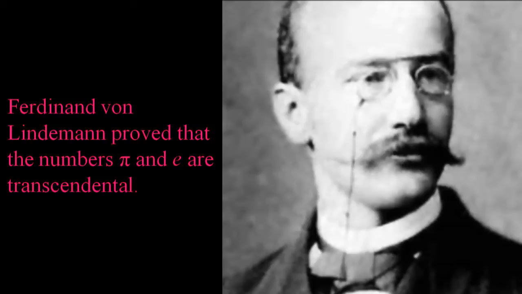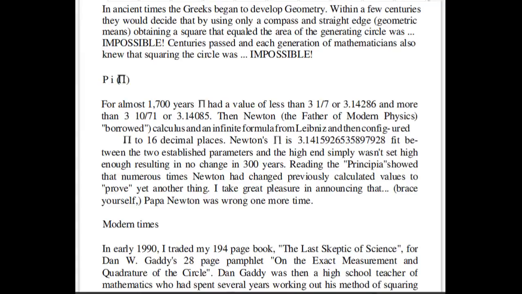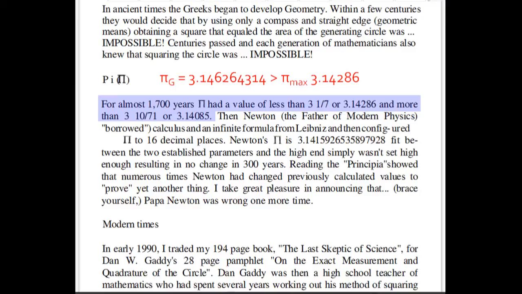and therefore you cannot construct it. But Rene did know about Archimedes, also of Alexandria. In his pamphlet, Rene points out that around 250 BC, Archimedes derived limits for pi. Rene even states those limits, and Gaddy's pi is outside those limits.